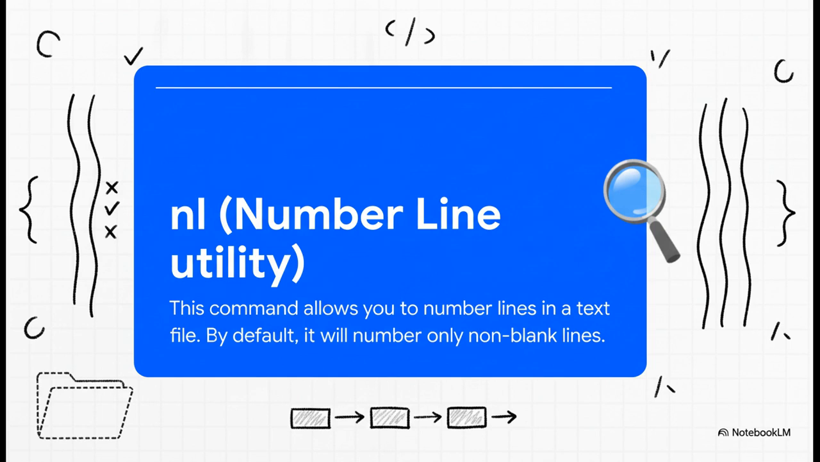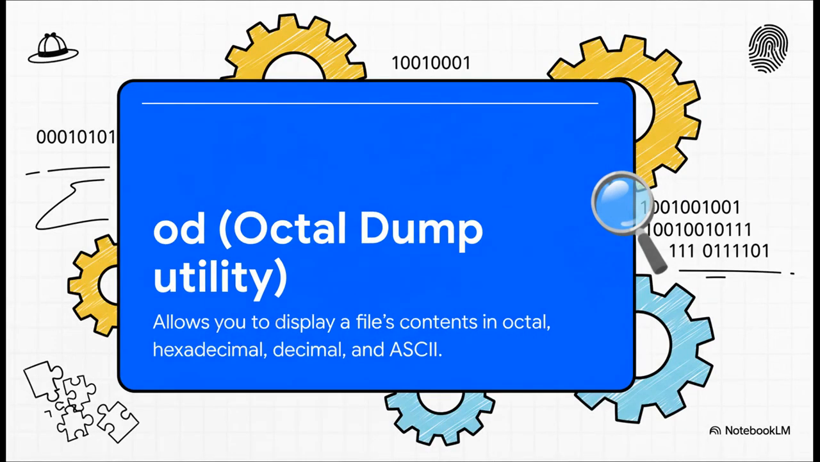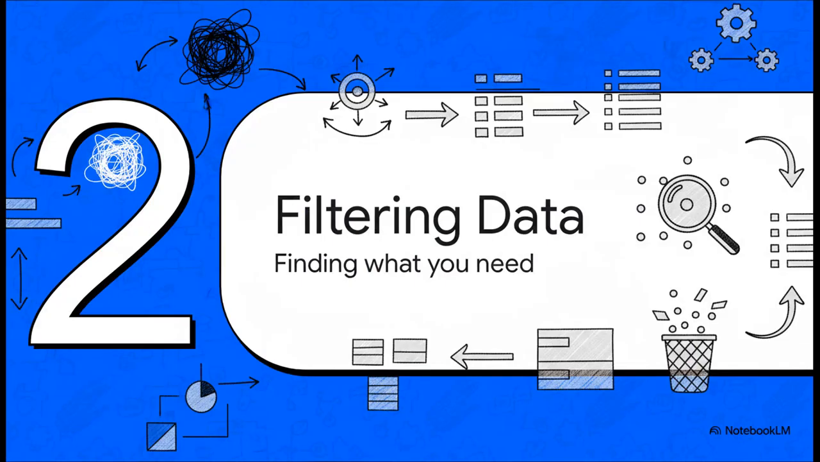And here's a really neat trick. By default, it's smart enough to skip numbering the blank lines, which keeps your output super clean. Now, for those times you need to put on your detective hat, there's od, which stands for octal dump. This tool lets you peek under the hood of a file and see its raw contents. It's an absolute lifesaver when you're trying to figure out why a file seems corrupted or just isn't acting like a normal text file.